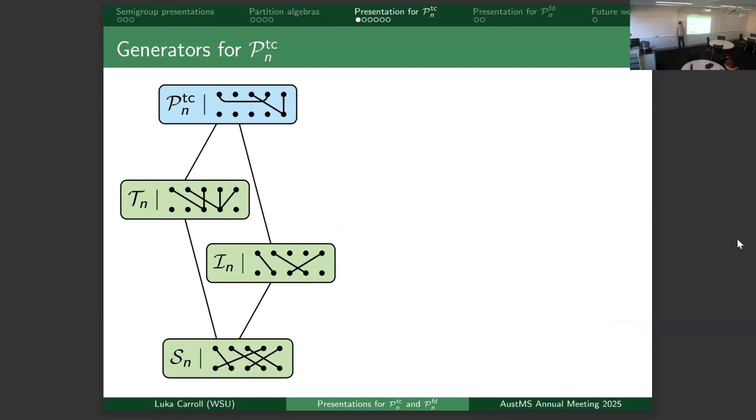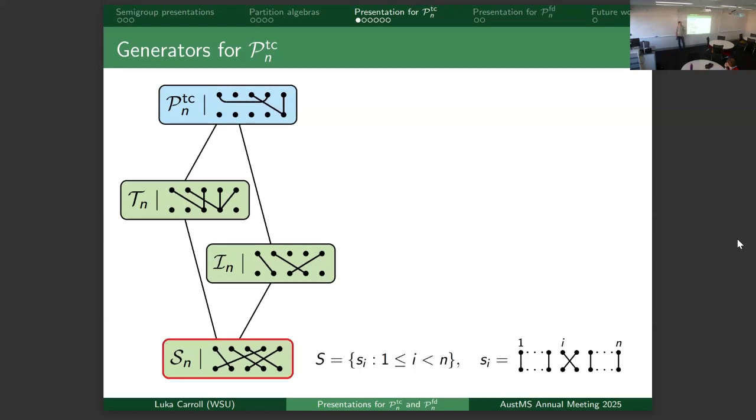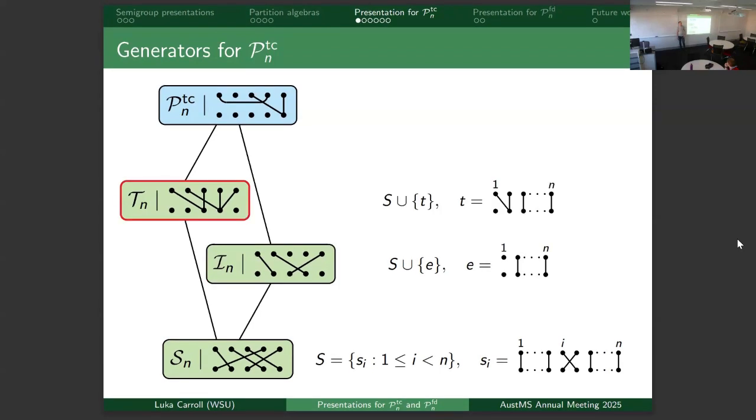So for the trivial cokernel partitions, we used existing presentations for these three submonoids. For the symmetric group, we have the generating set that we saw earlier. The symmetric inverse monoid uses the S generators along with this one E generator. The full transformation monoid uses the S generators and this T generator. And PNTC uses the combination of all of these generators here.